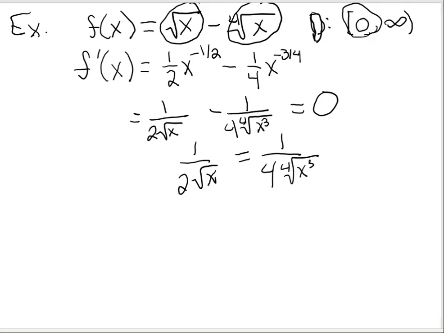And then using some algebra, this is just 2 square root of x equals 4 fourth root of x cubed. And then you divide 2 by both sides. And what that will give you is that the square root of x equals 2 fourth root of x cubed.